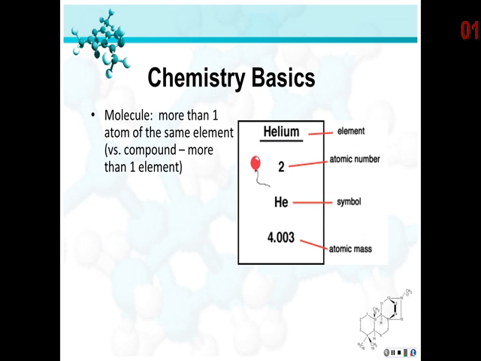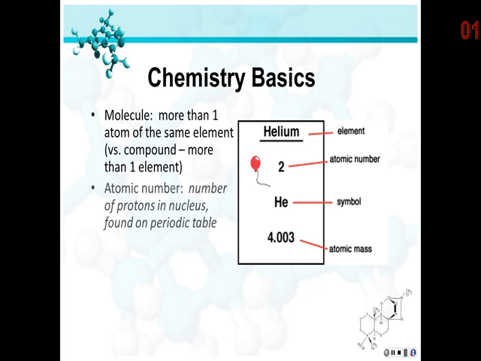According to the formal definition of a molecule, it is made up of 2 or more atoms of the same element. This would include things like oxygen gas, which is 2 oxygens. Despite the definition, molecule is often used when talking about things like water, even though it is composed of 2 hydrogens and 1 oxygen, and technically is a compound. Compounds will contain more than one element.